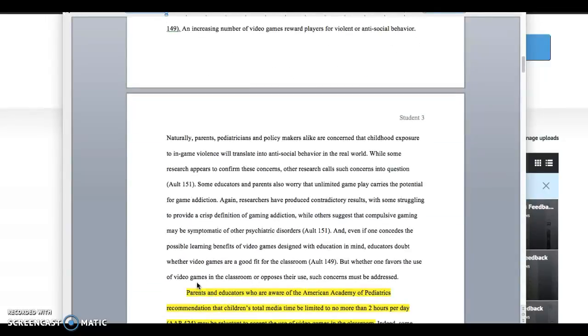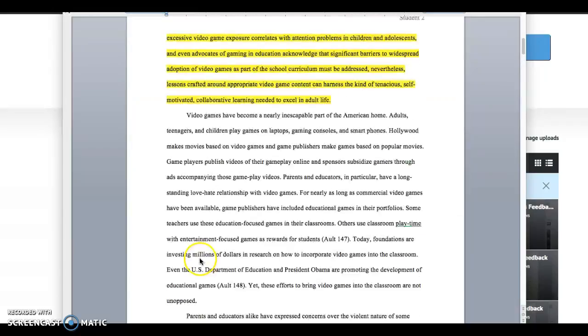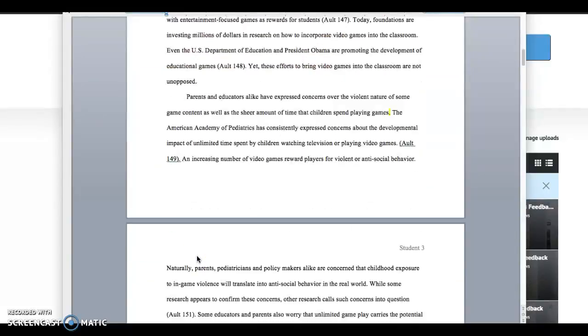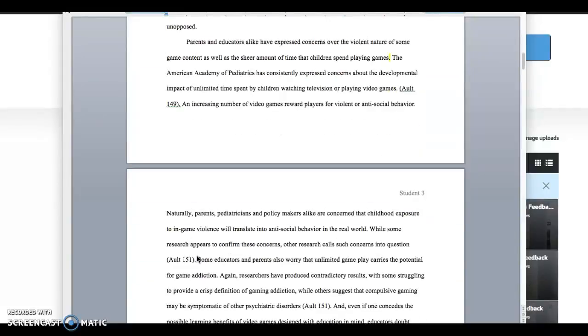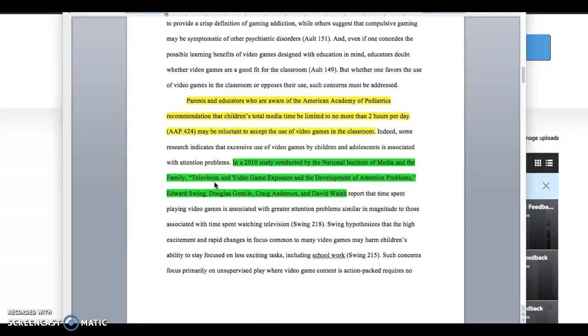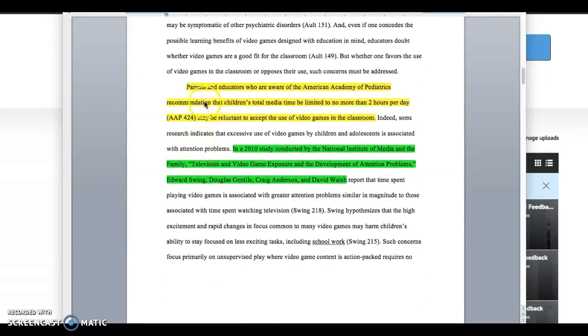So there's an introduction for about two full paragraphs, so a little over a page of background information about video games and what's been discussed by the American Academy of Pediatrics, and sort of the history of video games. Then our writer starts by introducing the opposing view and then contending it and refuting it.